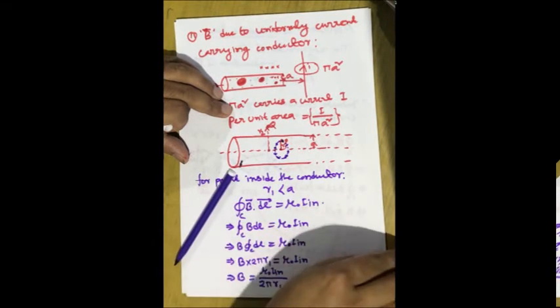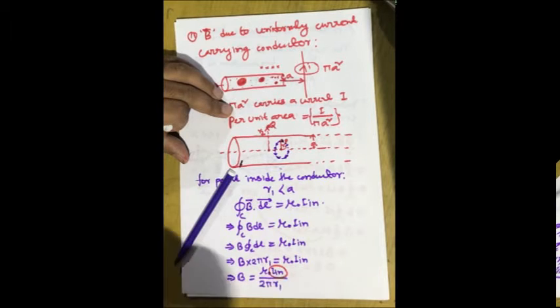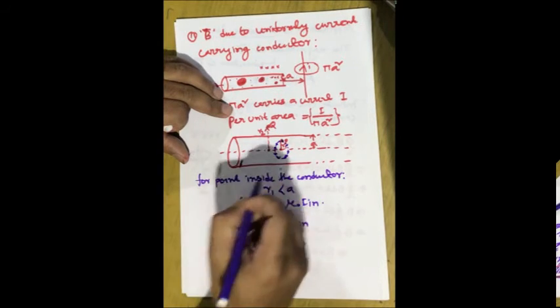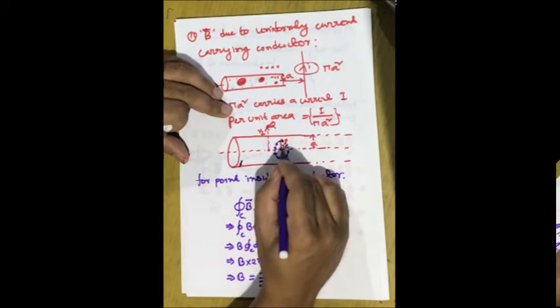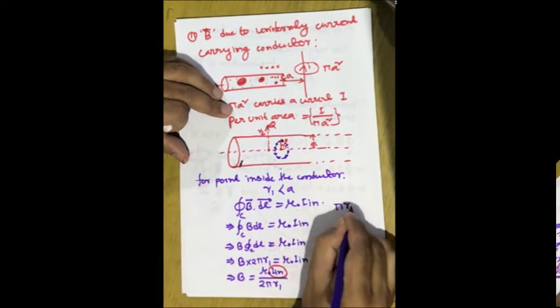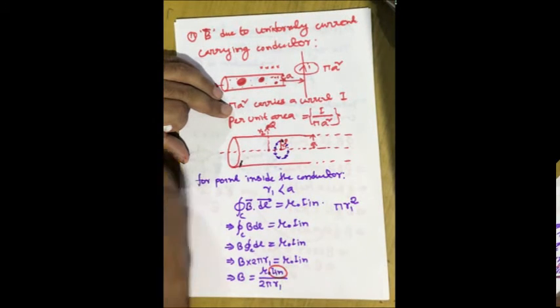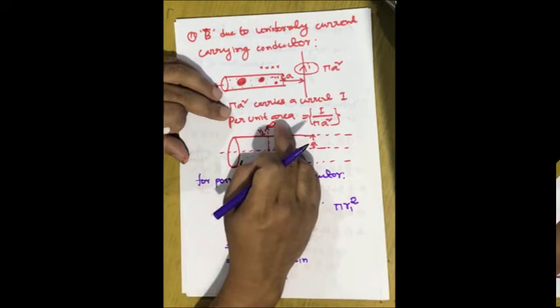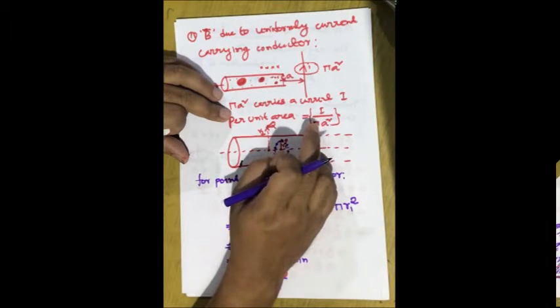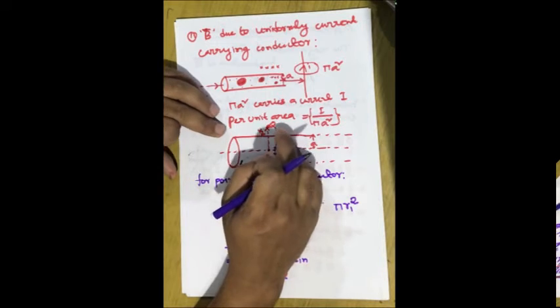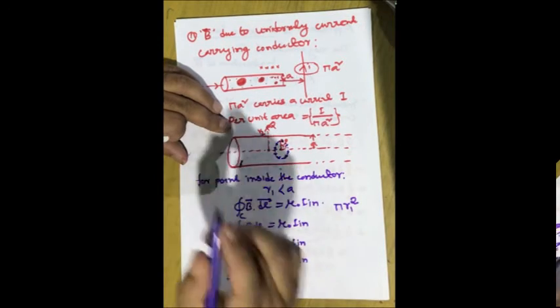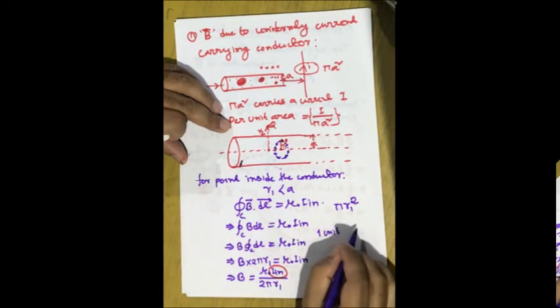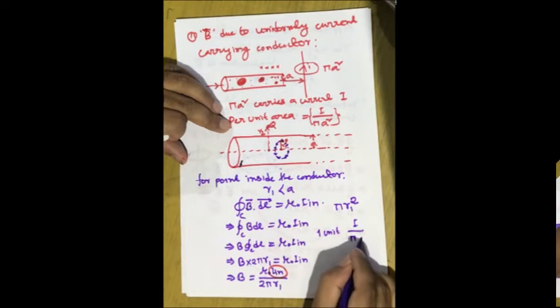Now what is left? We have to determine the value of I inclusive. For that, we need to know the area of this loop. Its radius is R1, therefore the cross section area of this loop is pi R1 square. We also know that this conductor is a uniform current carrying conductor. Therefore, per unit area, the current is I divided by pi a square. So one unit area will carry a current of I divided by pi a square.